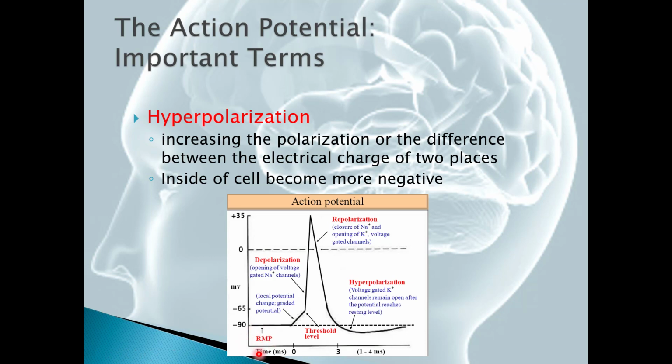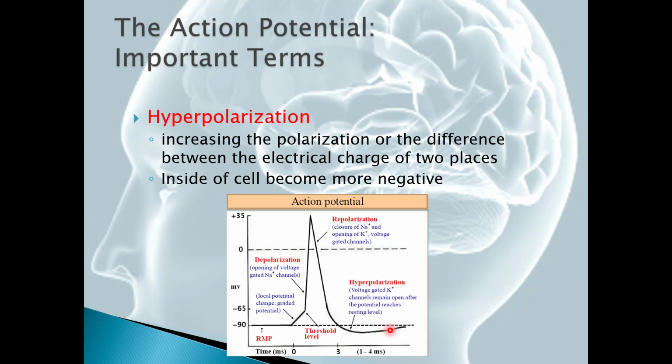And in this cell, if we look at this graph, here's millivolts, and here's our time. And if we look here at resting membrane potential, it's not negative 70 for this cell, it's negative 90, just helping you be able to read a graph in case you need to for an assignment or for an exam. So here, our resting membrane potential is minus 90, and hyperpolarization is when the cell gets back to this resting membrane potential and it goes below 0. It's increasing the polarization between the electrical charge of two places. It's becoming more polarized than it would be at rest.